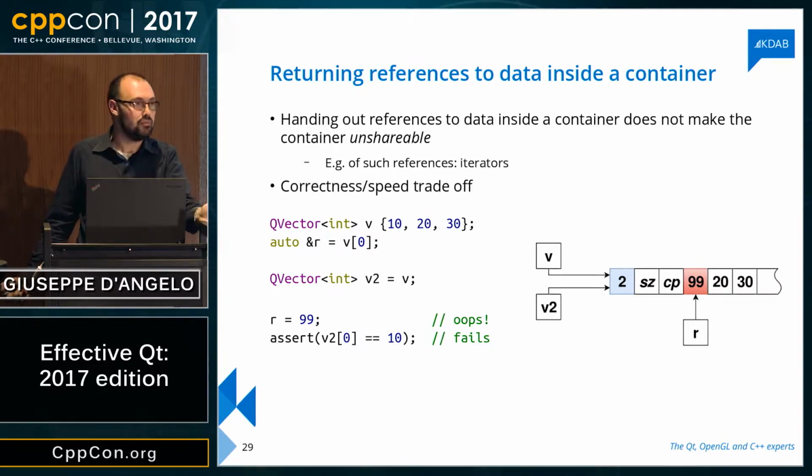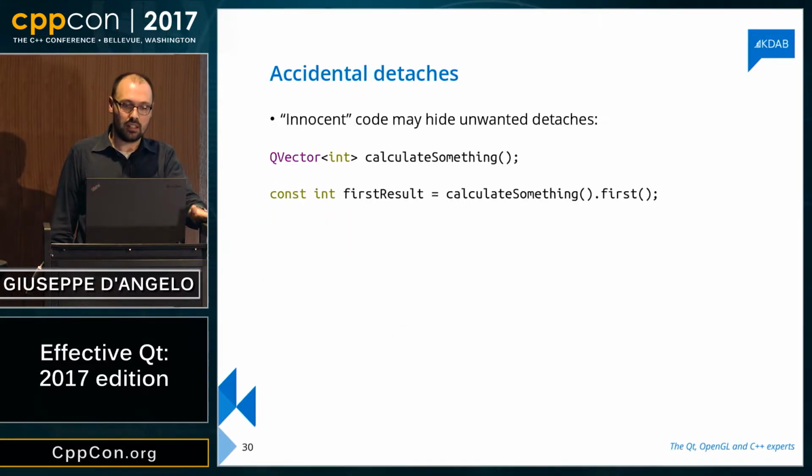Yep, so that's one problem, sure. Let's see another problem. Suppose I got a function. This function is called calculate something, and this function returns a vector of integers. Okay, fair enough. Then I'll call that function.